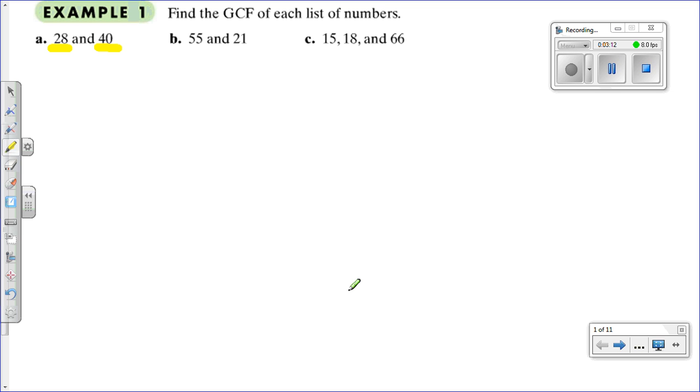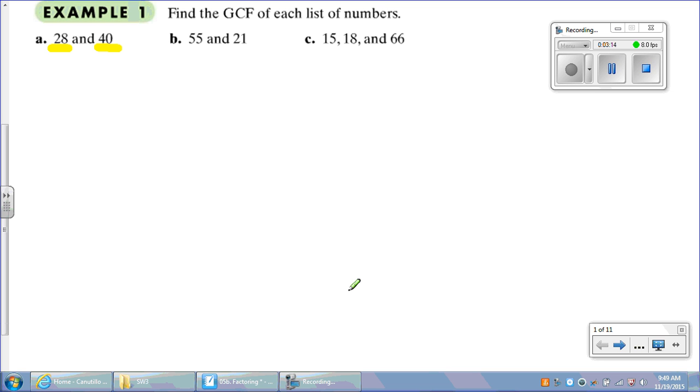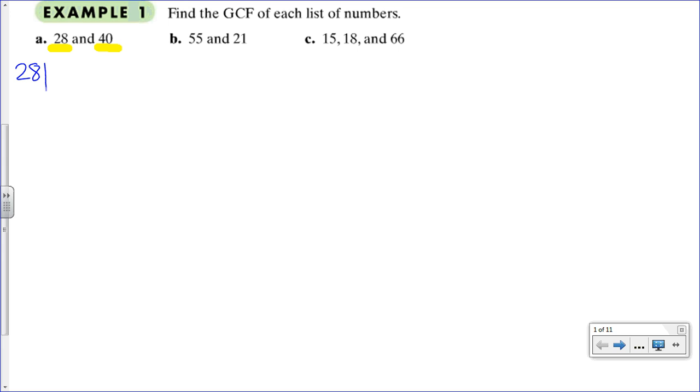All right, so let's start with our two numbers from example 1, number 28 and number 40. Some people like to do the prime factorization vertically, others horizontally. So I'm going to teach you both ways. It's the same thing. So 28, remember, we can only divide by prime factors, okay?